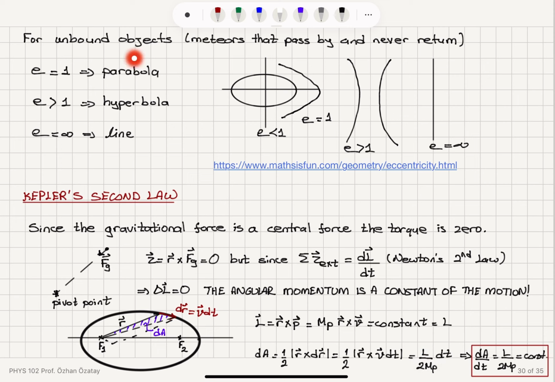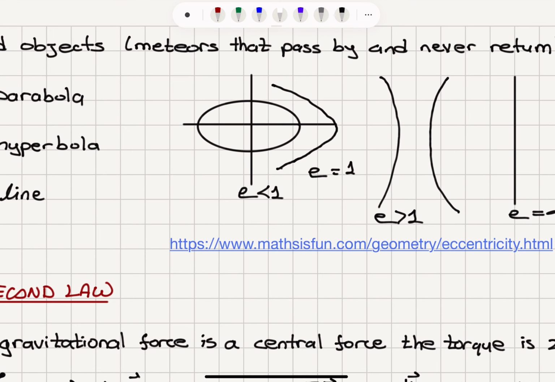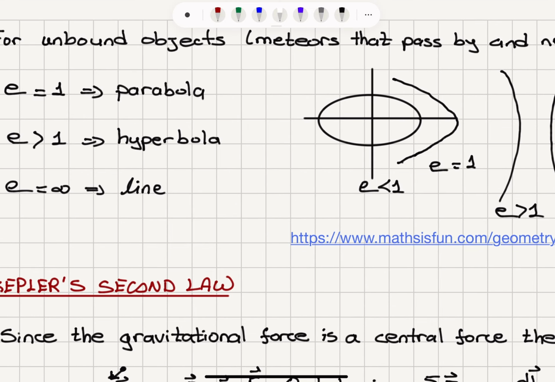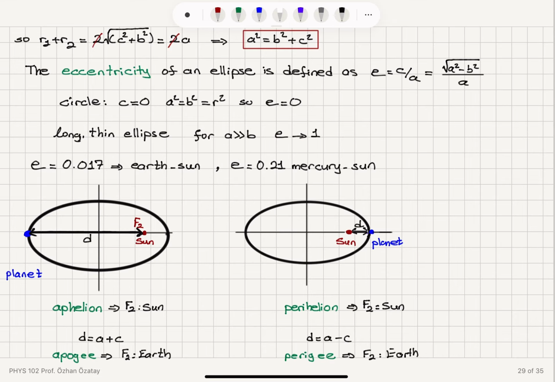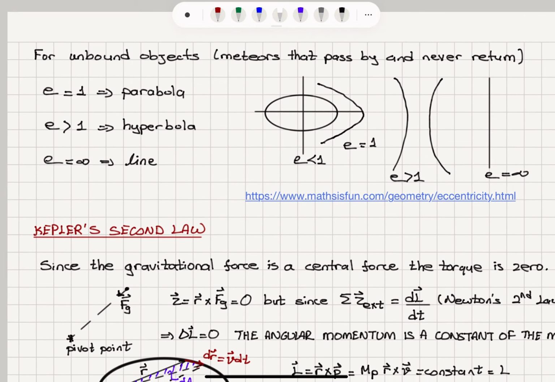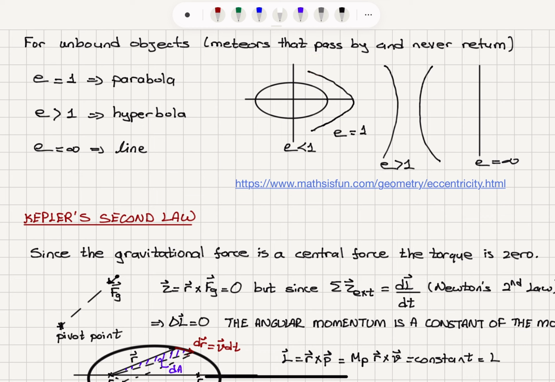Now, for unbound objects that are not really part of this elliptical orbit, for example, meteors that pass by and never return, we have an eccentricity exactly equal to 1, which defines a parabola. So remember that a long, thin ellipse is basically this limit, and that long, thin ellipse actually turns into a parabola for an eccentricity exactly equal to 1. Eccentricity greater than 1 defines a hyperbolic path, and eccentricity equal to infinity defines a straight line. You can see more information about the eccentricity of orbits on this website.